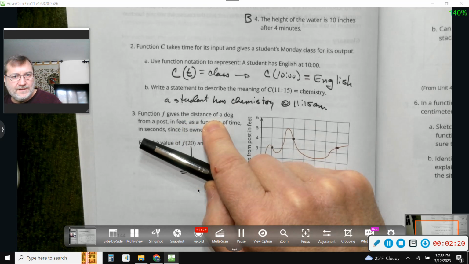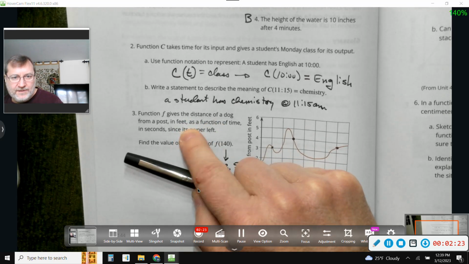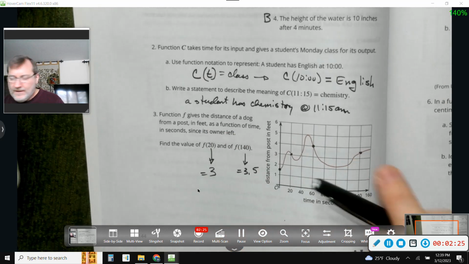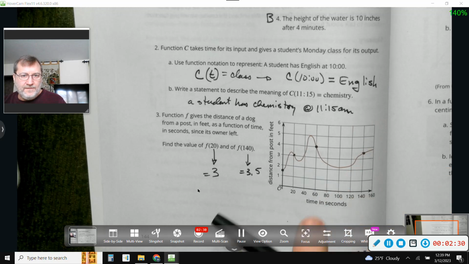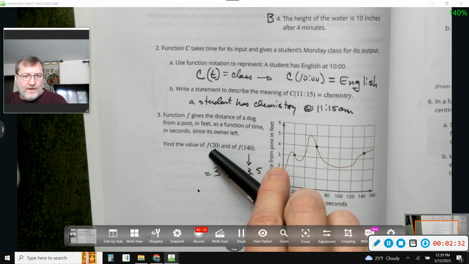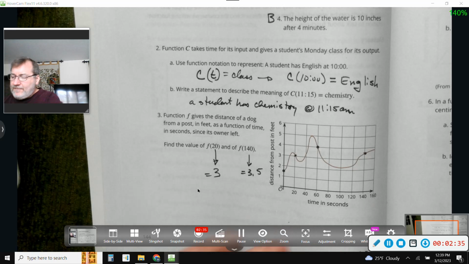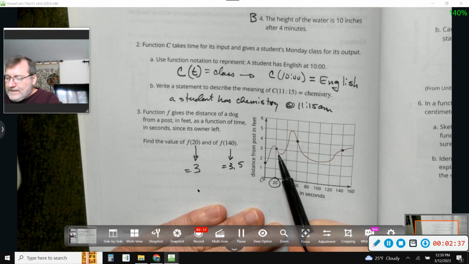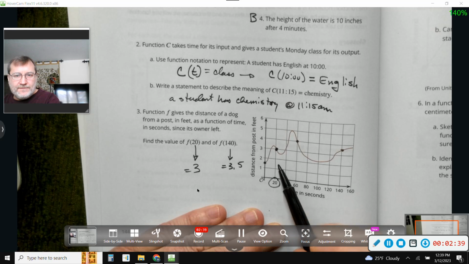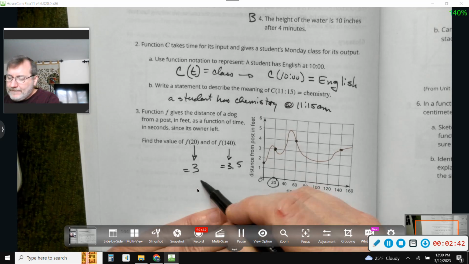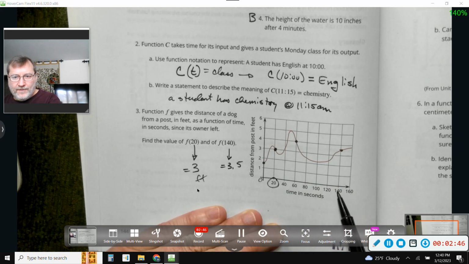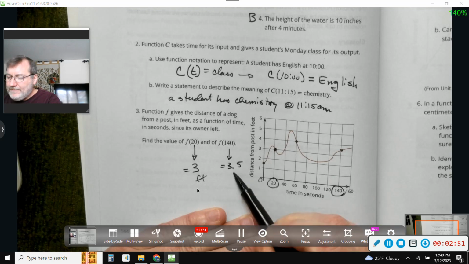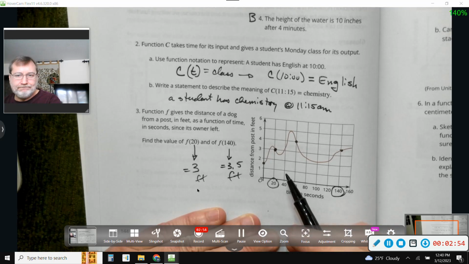Function F gives the distance of a dog from a post in feet as a function of time. So here's your time down here in seconds. Here's how far the dog is from the post in feet. Find the value of F at 20. So this distance at 20 is right there. Right? So it looks like 3 feet. And F at 140. So you look over here at 140. Go up. And it looks like about 3.5 feet. All right? So that's how you read those.